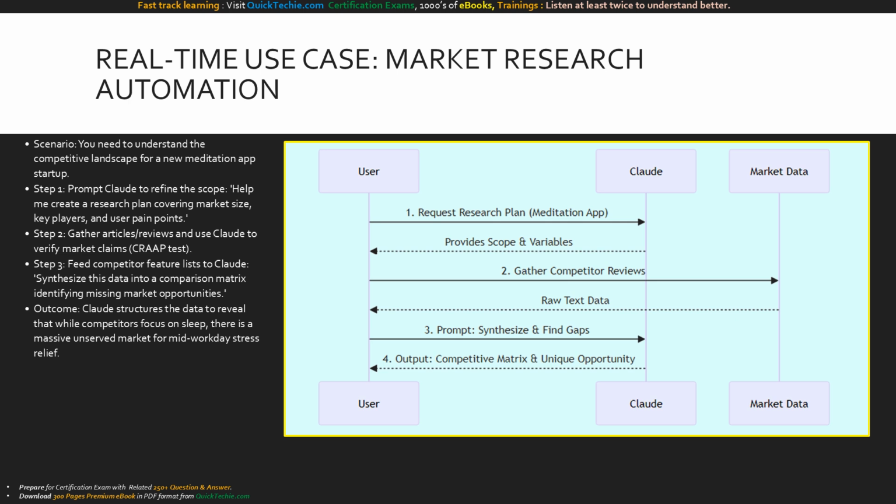Follow the sequence diagram for our market research sprint. The user initiates by requesting a plan from Claude. Armed with the scope, the user goes out to gather raw market data. This raw text is fed back into Claude with a precise synthesis prompt. Claude crunches the variables and returns the final output, a structured competitive matrix highlighting the unique, unserved market opportunity. It is a seamless, highly structured human-AI collaboration.